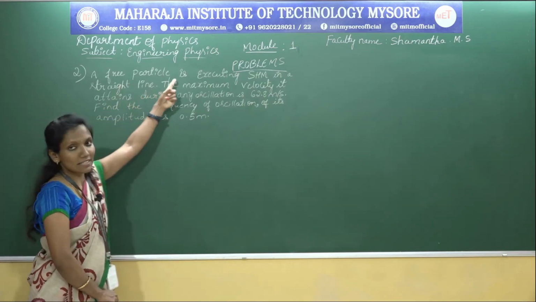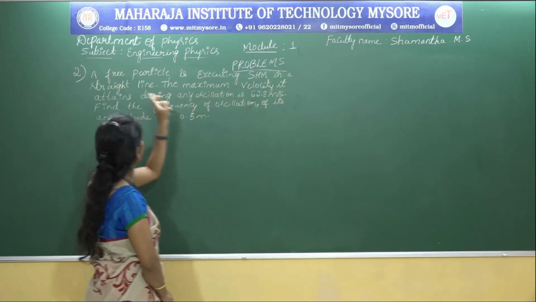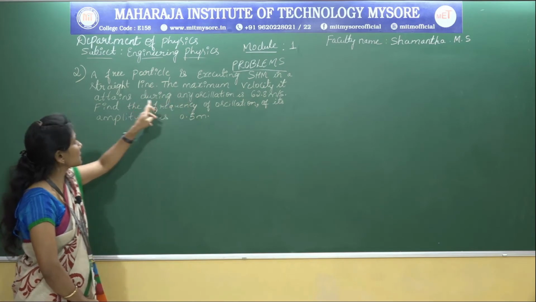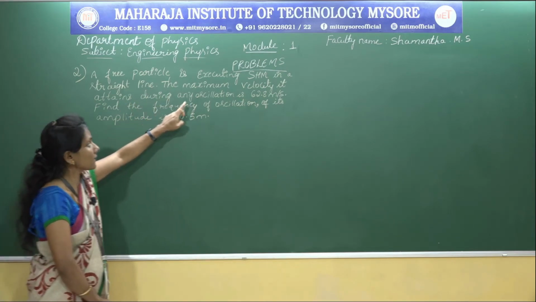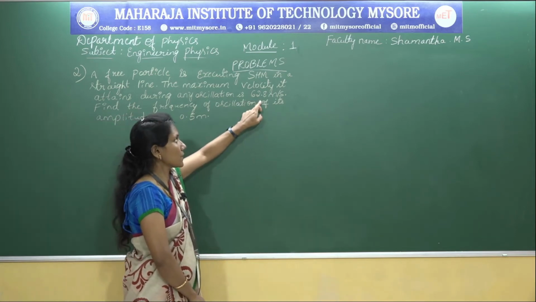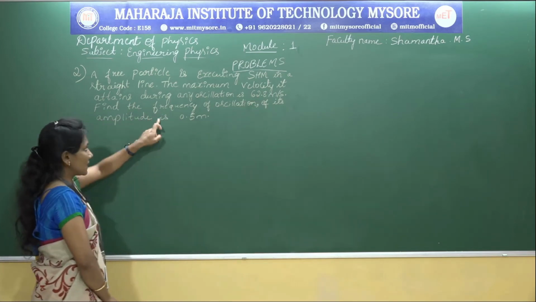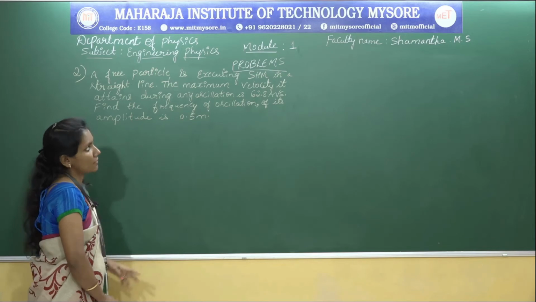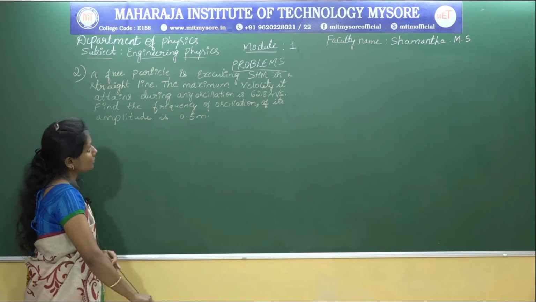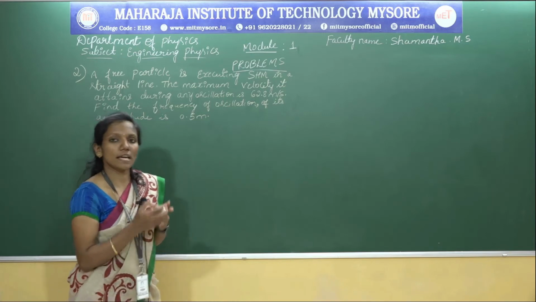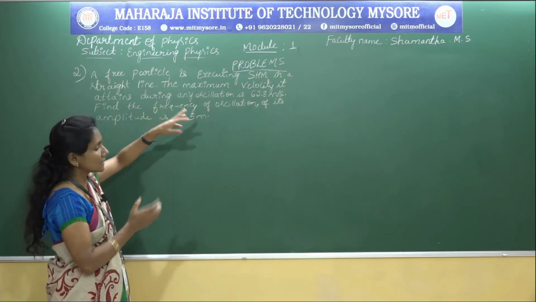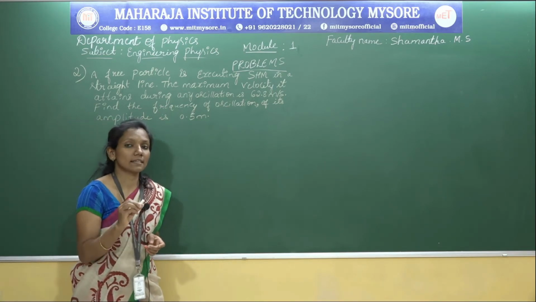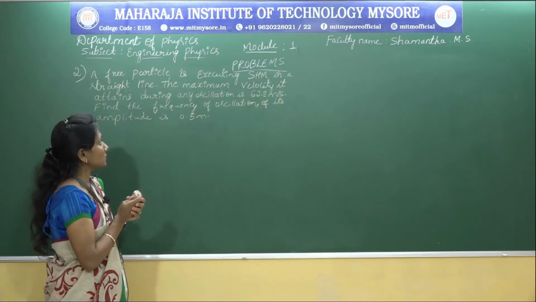A free particle is executing SHM in a straight line. The maximum velocity it attains during any oscillation is 62.8 meter per second. Find the frequency of oscillation if its amplitude is 0.5 meter. Okay, so now a particle which is executing SHM in a straight line, what is the maximum velocity it attains while it is oscillating?